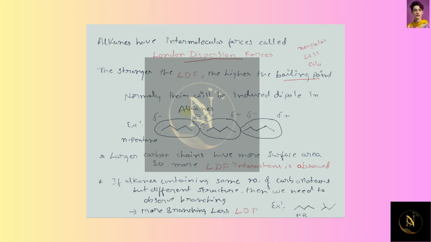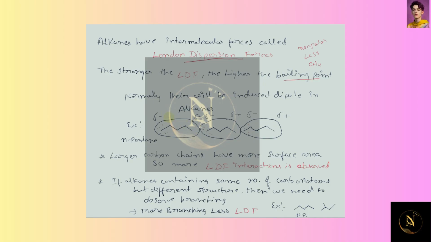Okay, so let's take an example, that is n-pentane. So you have 5 carbon atoms with hydrogen atoms. As the chain length increases compared to methane, you have a lot of electrons here. As the electrons are free to move, at a certain stage one end may contain a lot of electrons and the other end may contain fewer electrons.